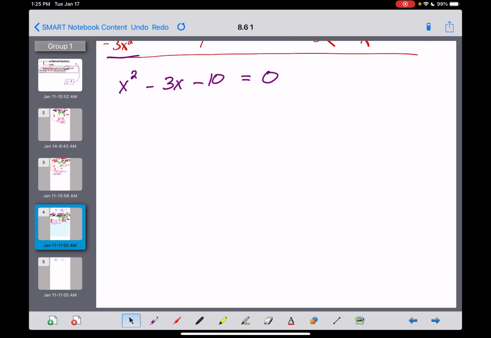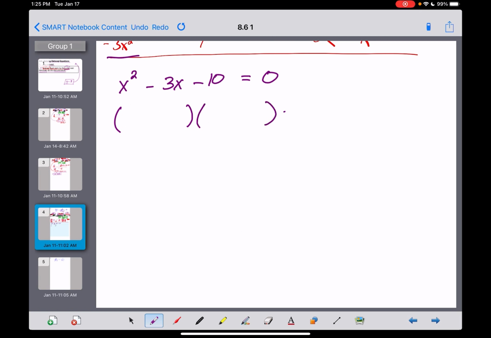Okay, so here's where we are now, and this is a spot we should be relatively comfortable. We have a quadratic set equal to 0. We could solve this with 3 methods, either factoring, completing the square, which I like but nobody else does, or quadratic formula. Factoring's the thing to try first, so let's see if we can have any luck here.